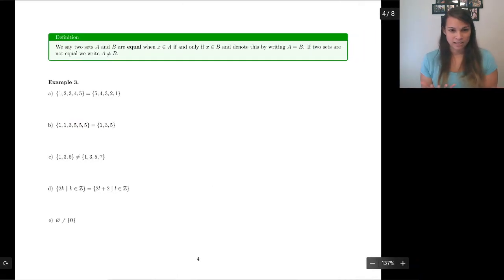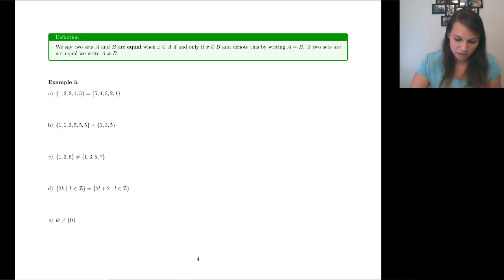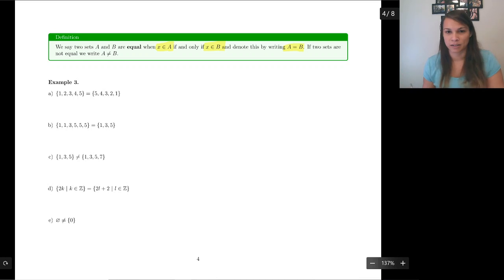So the next thing that we want to talk about is when two sets are equal. We say that two sets are equal, and we denote it with the normal equal sign. They're equal when x is an element of A if and only if it is also an element of B. So A and B have the exact same elements in them.